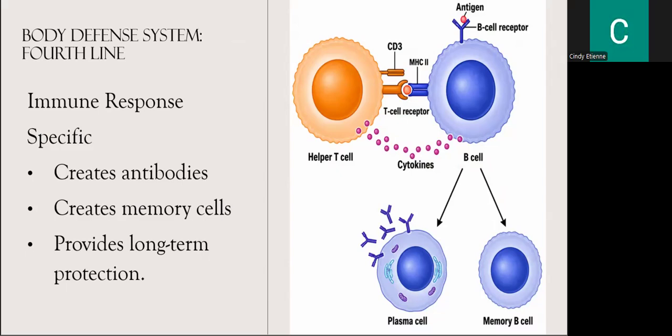This is why we give MMR vaccines for measles, mumps, rubella. Your body creates memory B and T cells. Years later, if you're exposed to measles, your immune system recognizes it immediately and mounts a rapid response, often preventing you from becoming sick again.